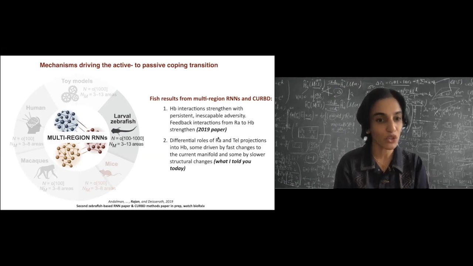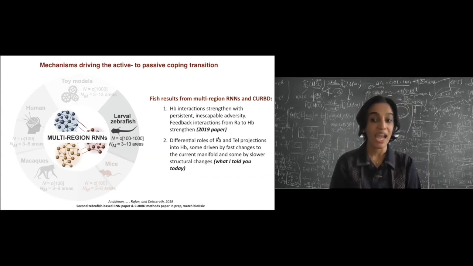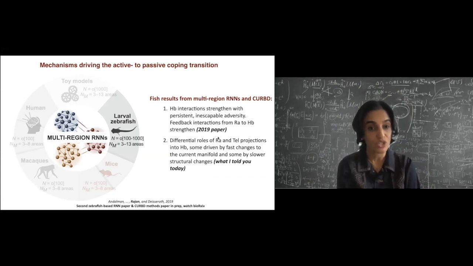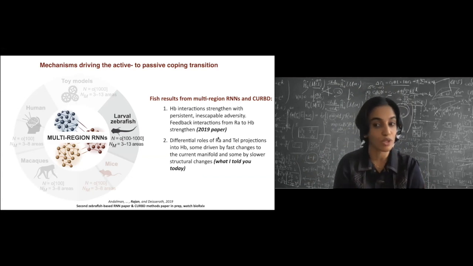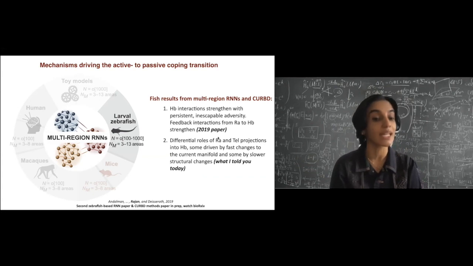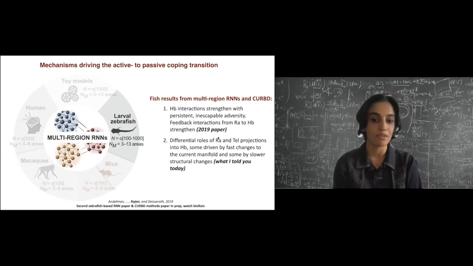Now we're pushing it further, when we're able to disentangle these two timescales, right? We're looking at the currents, and looking at the currents tells us that there are differential roles of the raphe and telencephalon projections into the habenula, some of which are driven by fast changes to the current manifold, and those drive active coping, and some by slower, possibly structural changes. I'm saying all of this with a lot of caution. That's what I've told you today, that looking at currents through this current-based decomposition method might be a more profitable way of decomposing the activity that somebody records and gives you a grab bag of.